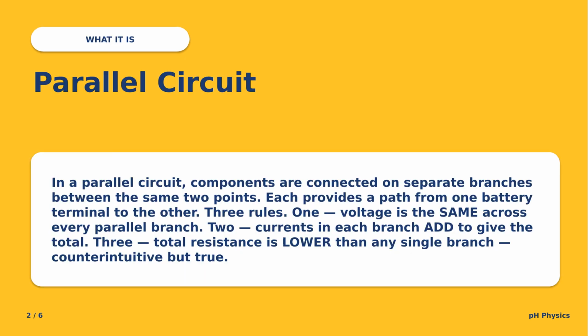In a parallel circuit, components are connected on separate branches between the same 2 points. Each provides a path from one battery terminal to the other.